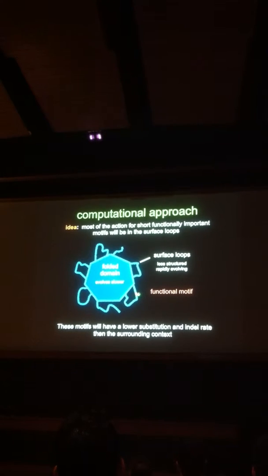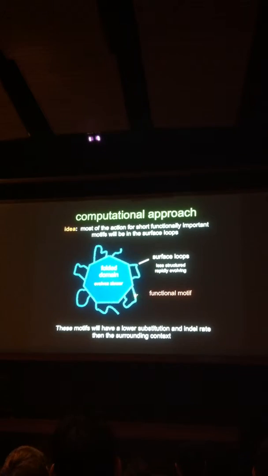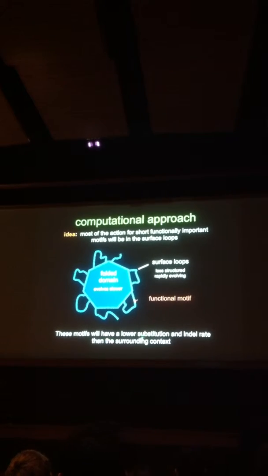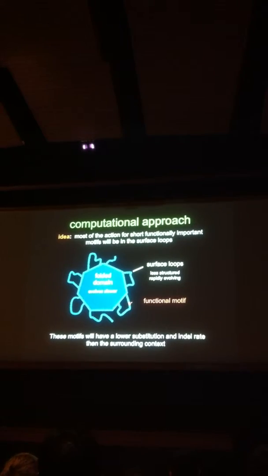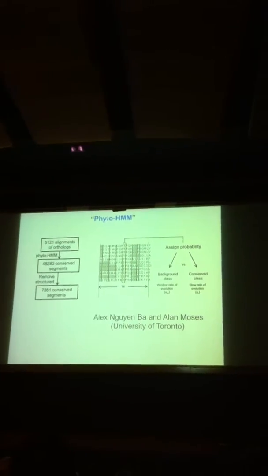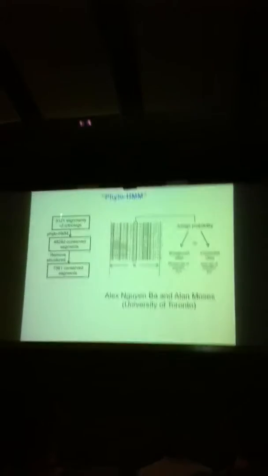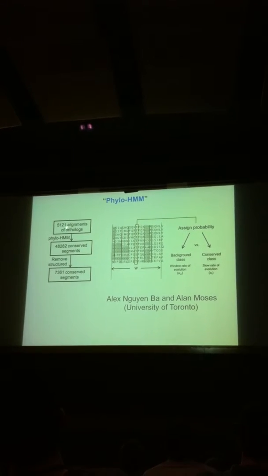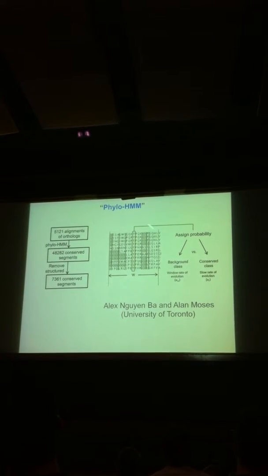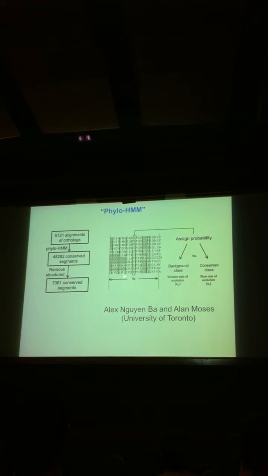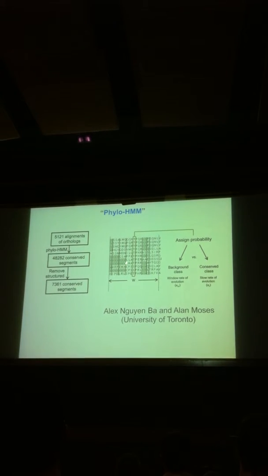Functional motifs present in unstructured regions at the surfaces of proteins are going to have a lower substitution rate, because they're constrained, and a lower indel rate than the surrounding context, right? So what Alan and Alex in their group in Toronto did was apply a technique called the phylo-HMM. It's a Markov model-based approach in which you take alignments of orthologs of all yeast proteins, about 5,000 alignments, and then compute a local evolution rate within a window, accounting for amino acid substitutions and also indels, and you treat indels as blocks.